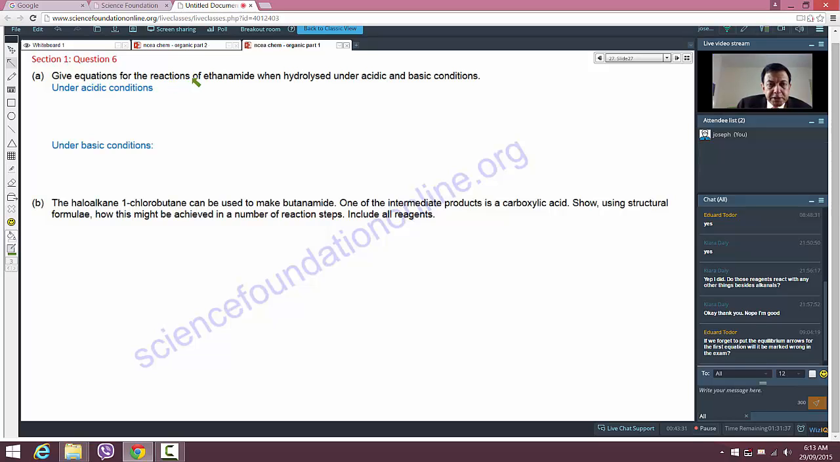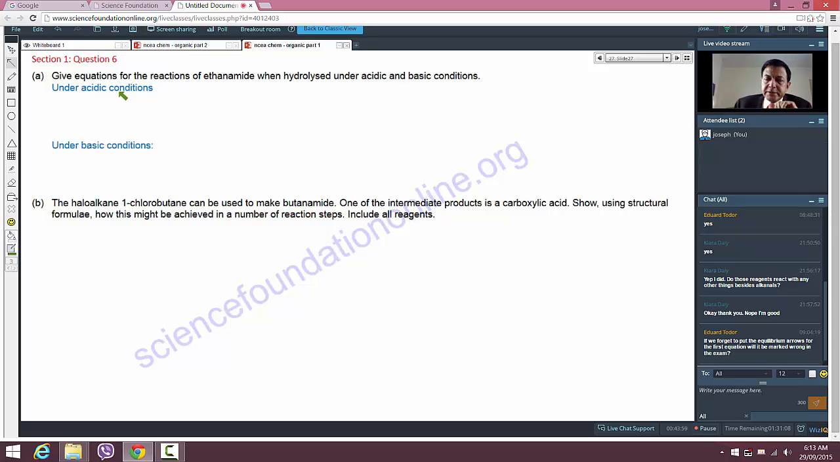Now, give equations for the reactions of ethanamide when hydrolyzed under acidic and under basic conditions. So we are going to hydrolyze the amide. I told you yesterday, amides are a bit like esters, except there is a link between the C double bond O carbon and a nitrogen atom. So just like you can hydrolyze an ester, you can also hydrolyze and break down the amide linkage.